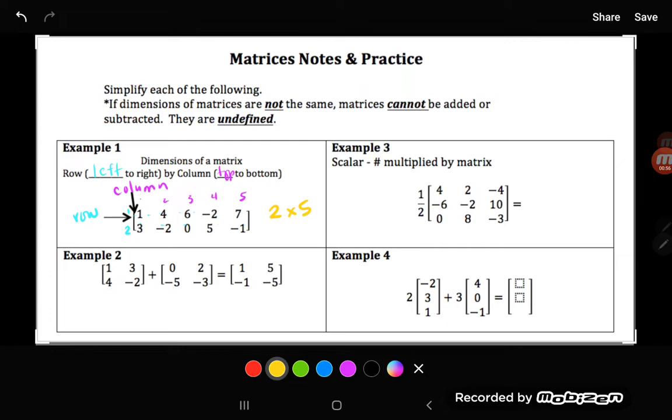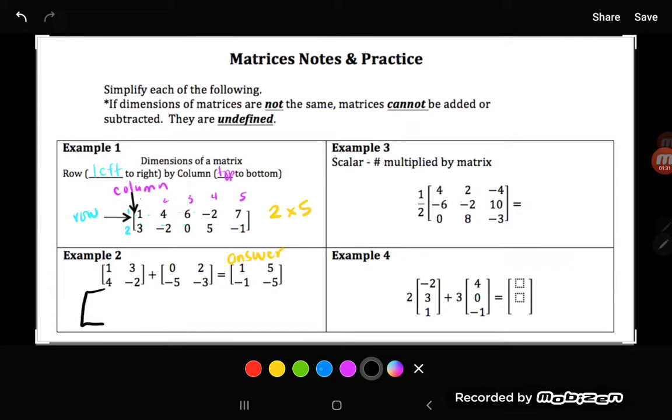For example 2, I am going to add matrix 1 to matrix 2. However, make sure you look at the note at the top. If the dimensions of the matrix are not the same, then I am not able to add them. But for example 2, I have a 2 by 2 plus a 2 by 2, and that's going to give me a 2 by 2 as my answer matrix. This is my answer. But let's look at how I got this answer.